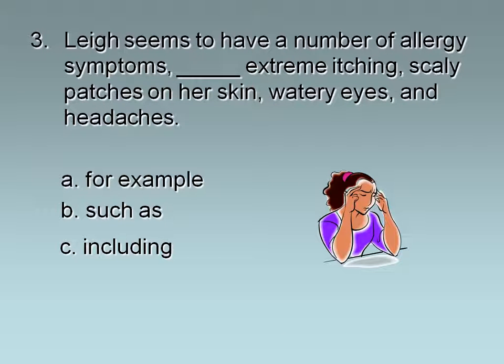Read the last sentence. Which example transition best completes this sentence? Click to see the correct answer. Compare your answer to the answer shown. The correct answer is choice C, including.